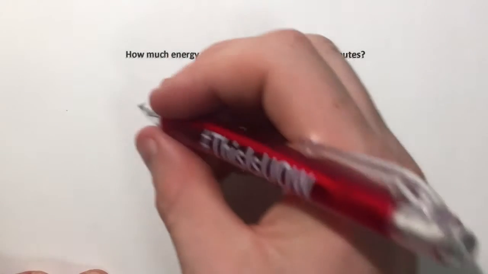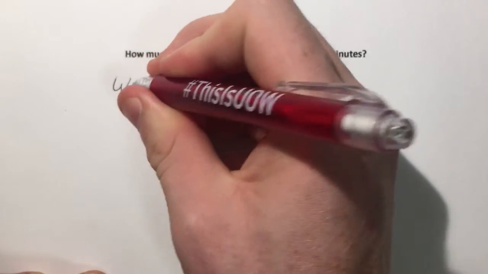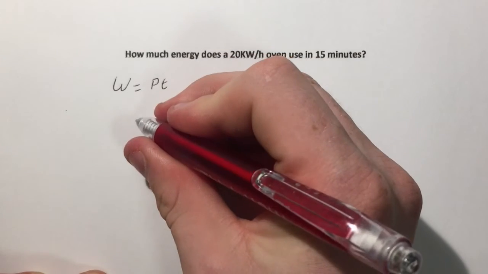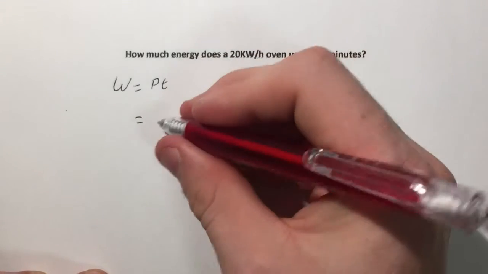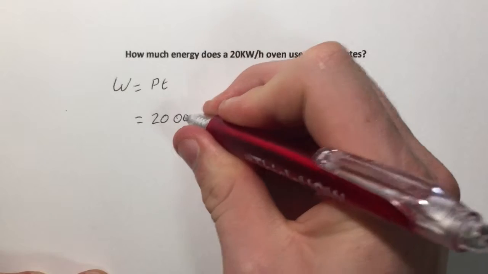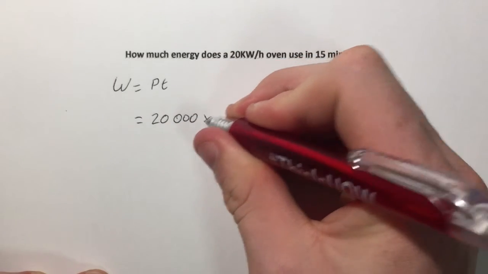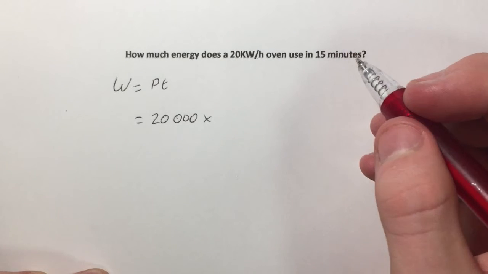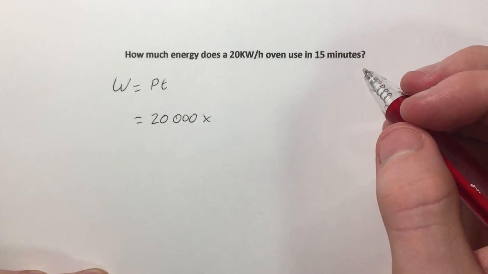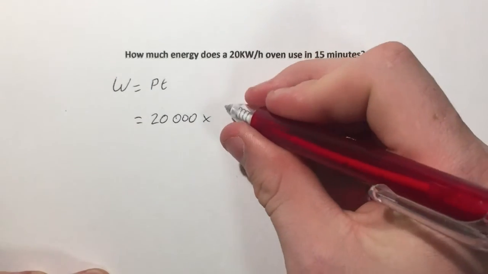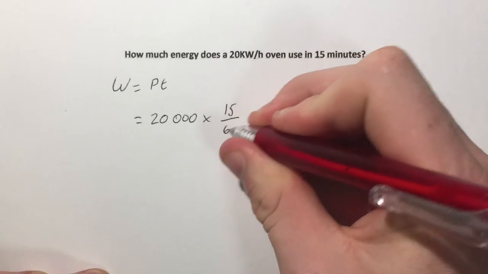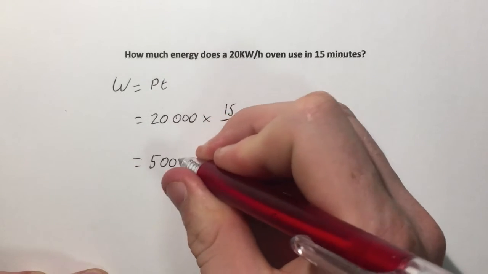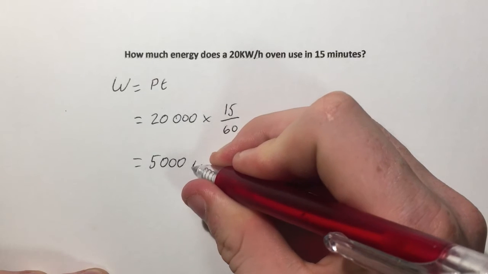So now example 2 states how much energy does a 20 kilowatt per hour oven use in 15 minutes. So we're going to use the formula W equal to PT. So now subbing in, because we got kilowatts, it's going to be 20,000 watts multiplied by, so we have a time here in hours and we've been given minutes. So that means we're going to divide our minutes by 60 in order to get it in terms of hours. That's going to be 15 on 60. So therefore it's going to be equal to 5,000 watts of energy used.